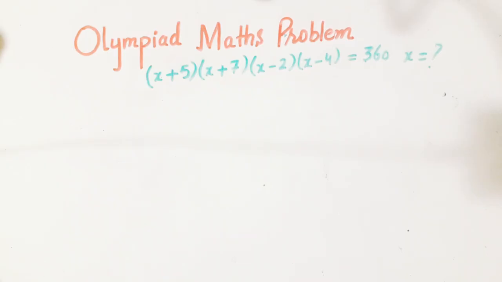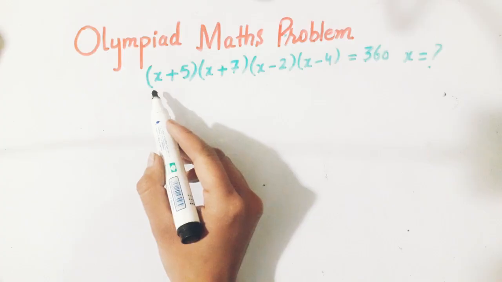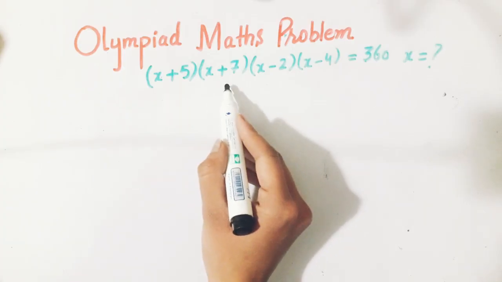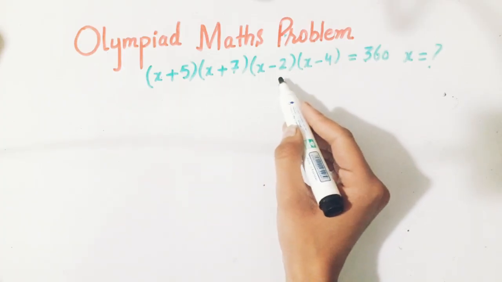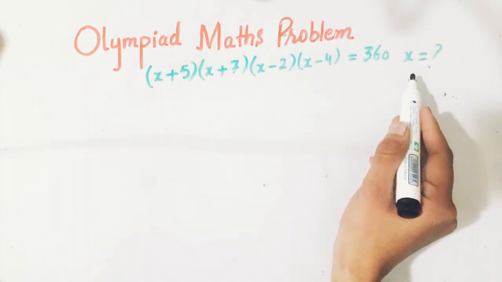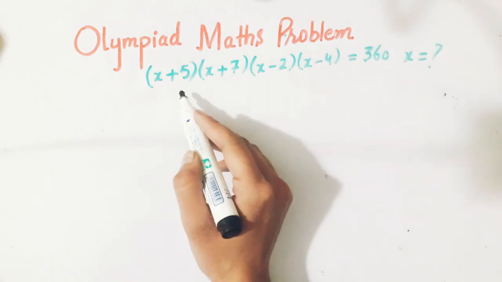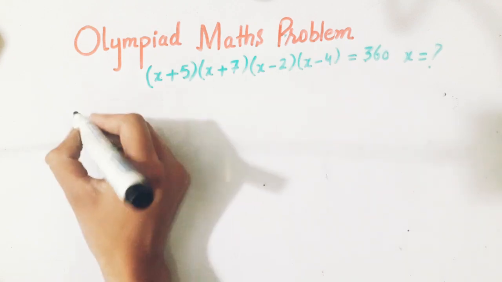In today's video, we will solve a very interesting Olympiad math problem, that is (x + 5)(x + 7)(x − 2)(x − 4) = 360. You have to find the value of x. To solve this question, we will first rearrange this equation.